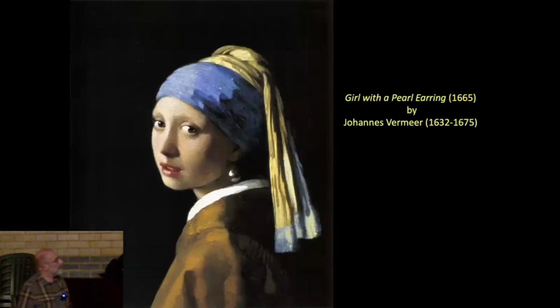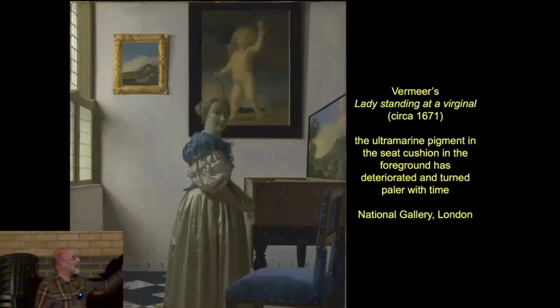And here we are, the Girl with a Pearl Earring, famous picture. It's Vermeer again. Now notice here, no window, but look at the lighting. The window's just off over to the side here, and the light's falling from the window onto her face. Again, painted in ultramarine, and back to the Lady Standing at the Virginal, again painted with ultramarine.